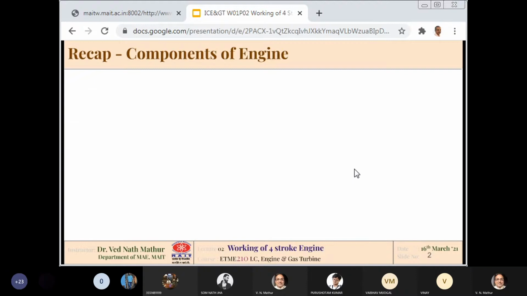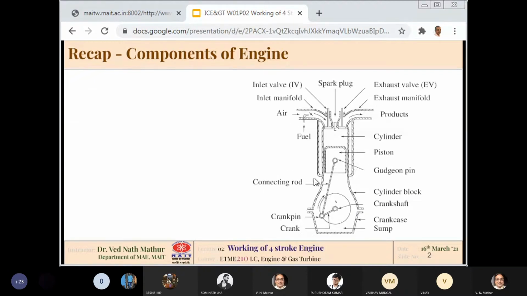So a quick recap. I showed you this figure yesterday, and I said that there is a cylinder and there's a piston which reciprocates inside the cylinder. There's a connecting rod. The bottom portion is the crankcase. Then there are channels for circulation of cooling oil or water in the cylinder. Air fuel mixture enters the cylinder via this passage, which is called inlet manifold. There is an inlet valve which opens or closes the inlet manifold.